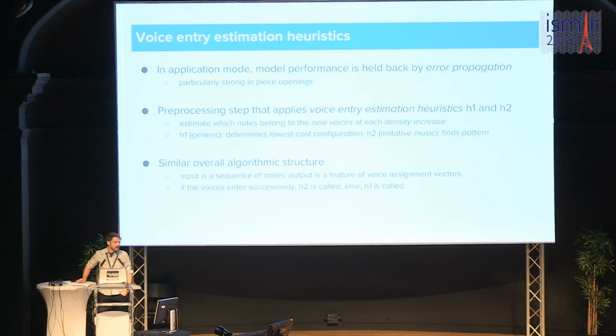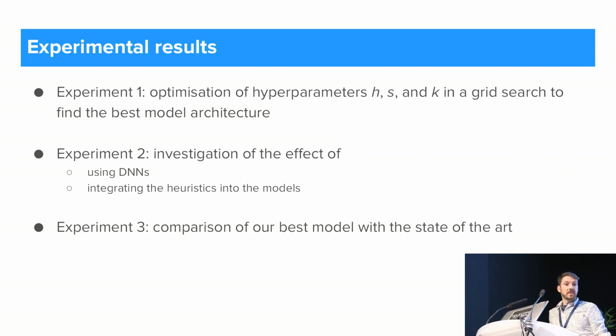Now, H1 is the more generic heuristic, and this determines the lowest cost configuration or connection of density increases, while H2 is designed specifically for imitative music, and this finds a pattern in each density increase. These heuristics share a similar overall algorithmic structure. However, H2 is only called if the voices enter successively, so if the music is imitative, and if not, H1 is called.